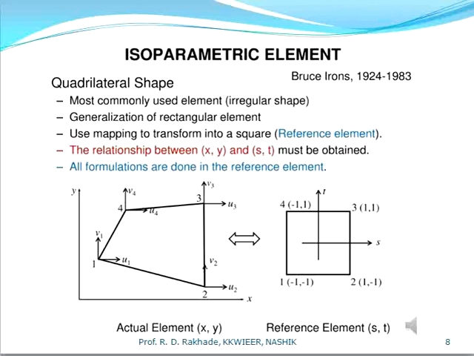Again, somewhat about isoparametric elements. According to Bruce Irons, for quadrilateral shape elements, the most commonly used element is the irregular shape. It is a generalization of the rectangular element, and we use mapping to transform it into a square. So according to Irons, any irregular shape we can map with square elements.